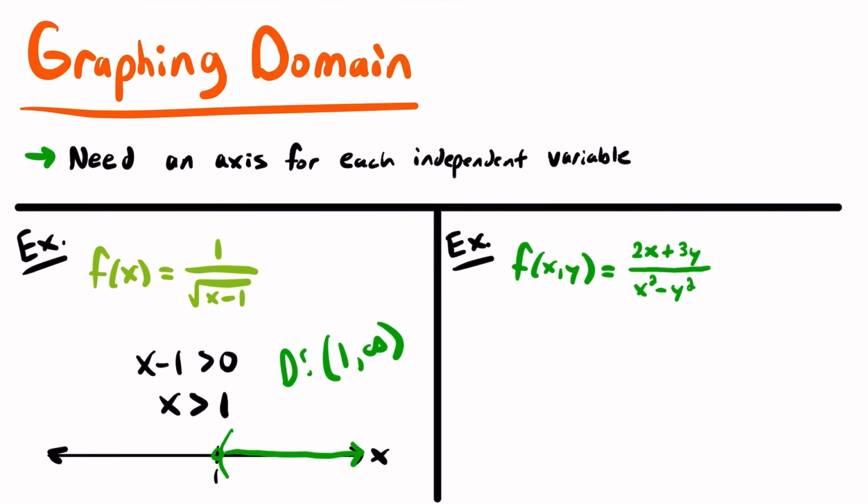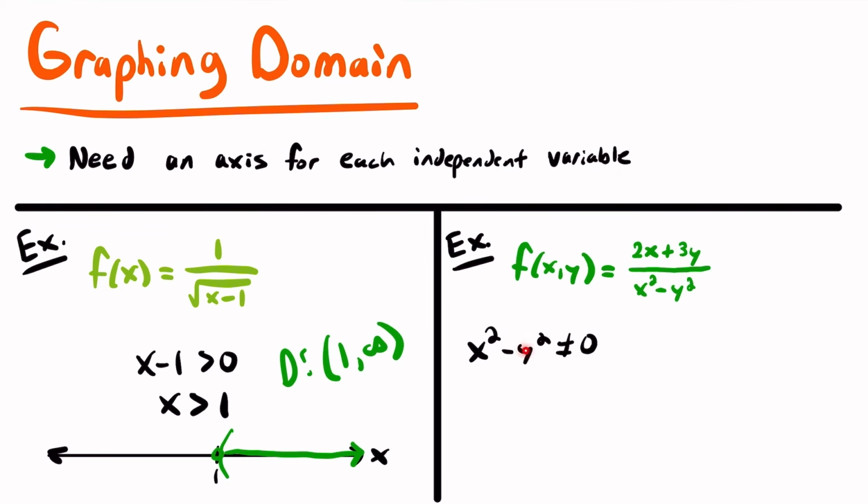But this is nothing new. How do we do this for a multivariable function? If we take a look at this function here, f of xy, it's equal to 2x plus 3y divided by x squared minus y squared. For this function, the numerator is fine. You can plug anything you'd like in for x and y. But in the denominator, we can't have 0. All right, x squared minus y squared cannot be equal to 0. So if we write that down here, x squared minus y squared cannot be equal to 0.